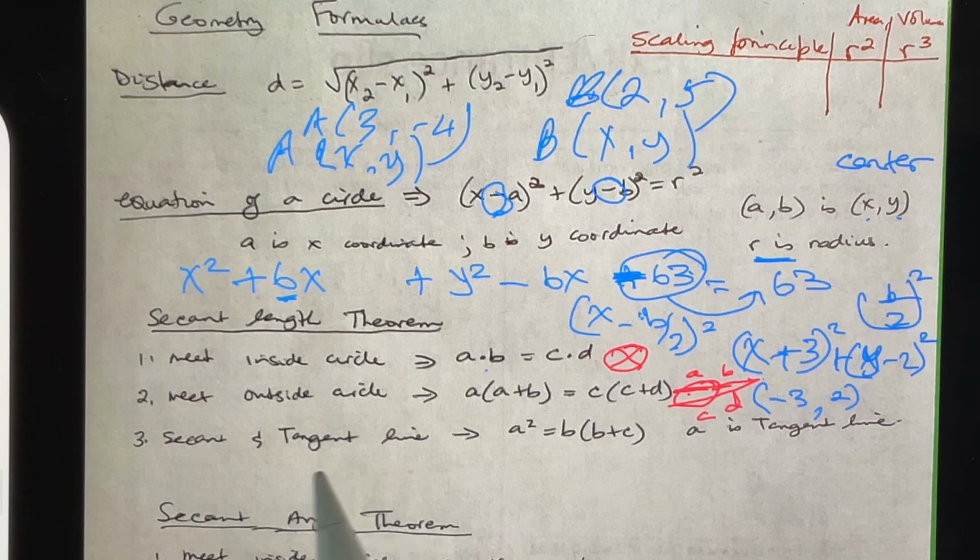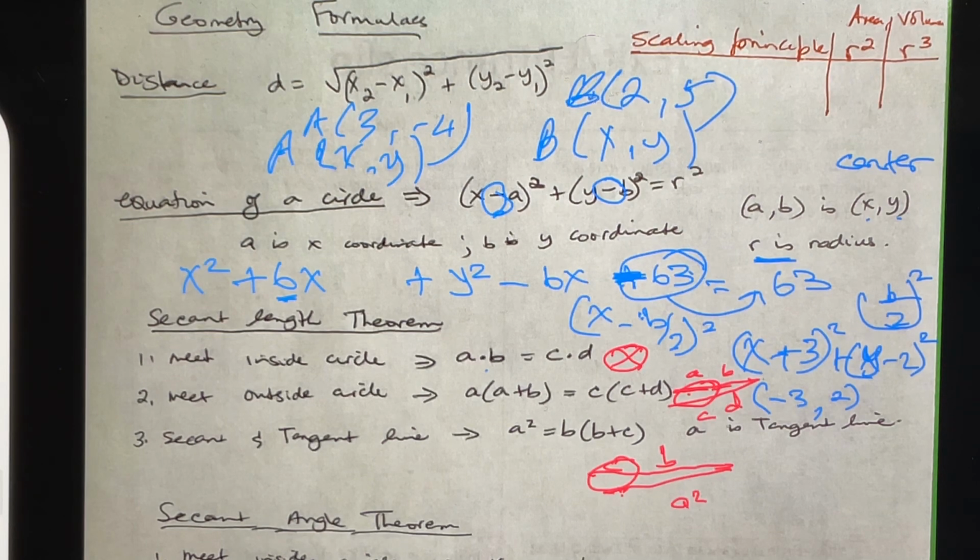Now you also have the secant and tangent line. You have to know these also. You know that a secant line touches the circle in one place, and a tangent line touches the circle in one place, and then you have the secant line that's going through, and they meet outside here. All right, the tangent line is usually the one with the A squared, and then you have your B and your C here. All right, so you have to remember those things.